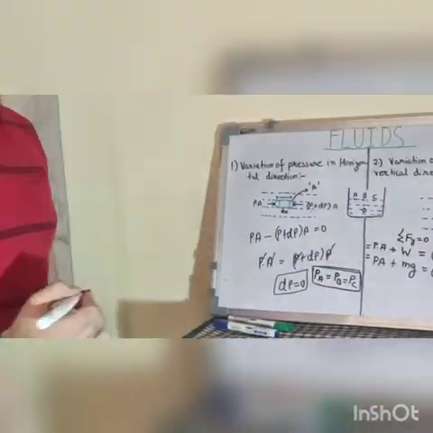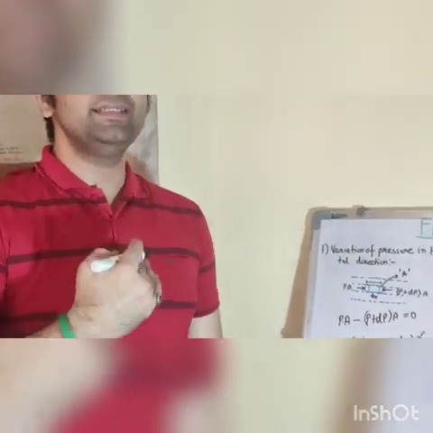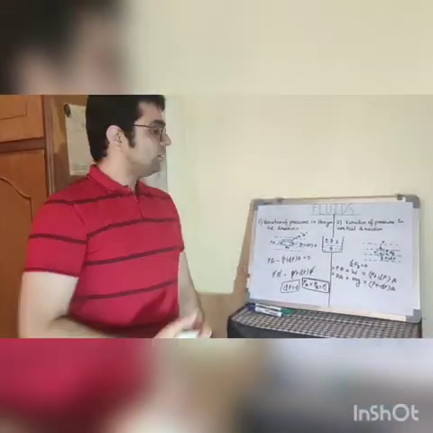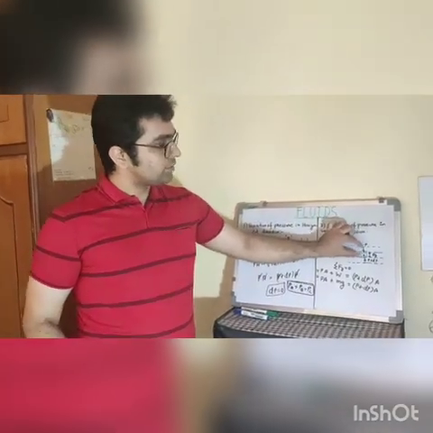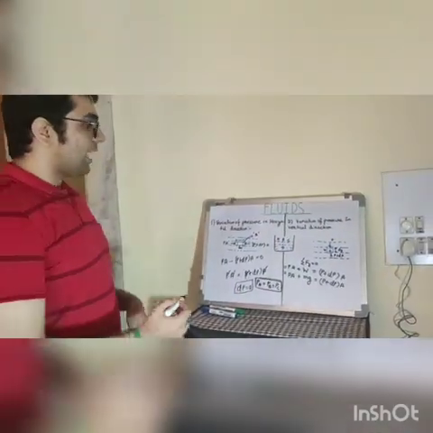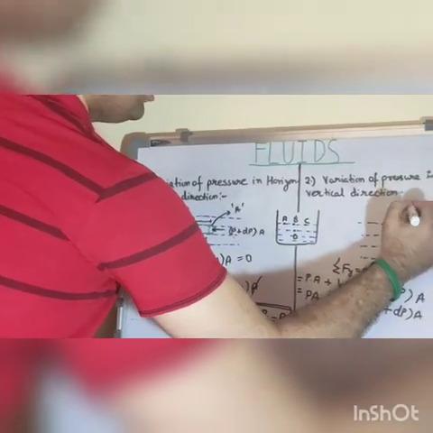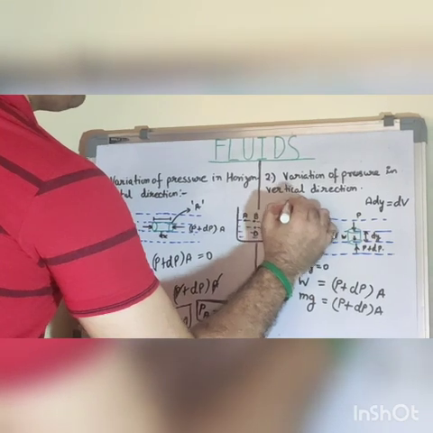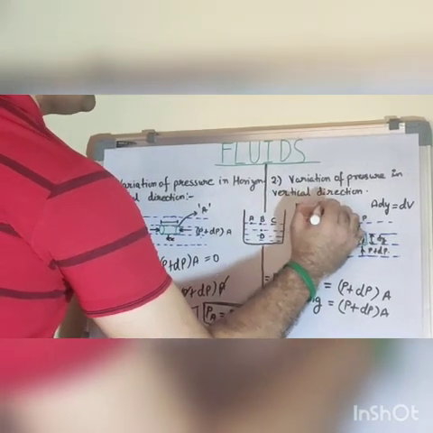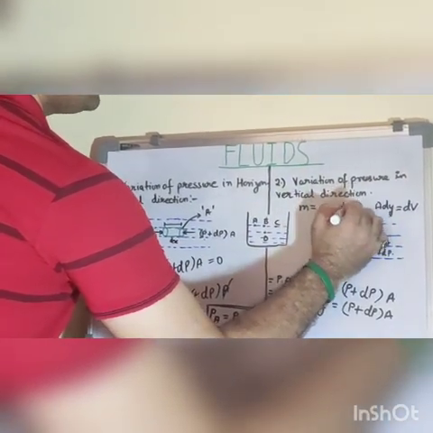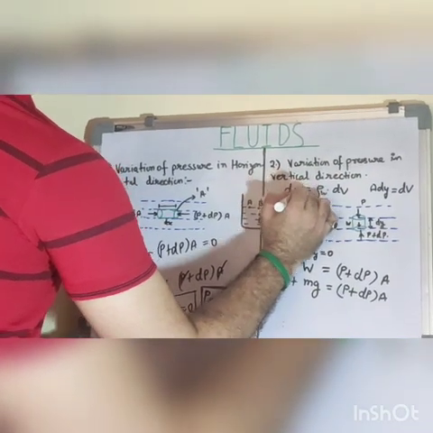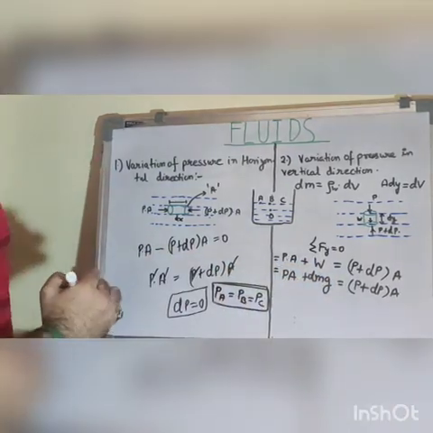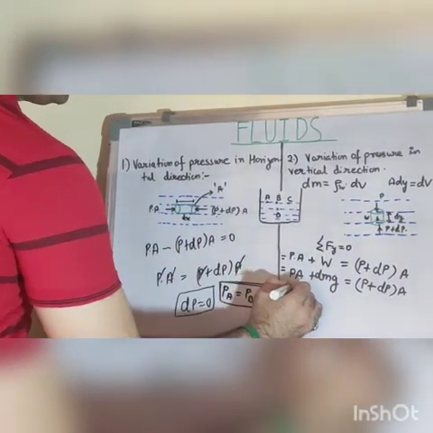Now mass is defined as density into volume, and volume is defined as area into length. So we have considered the elemental length is dy, so we will multiply A into dy. A into dy, you will get dV, and mass is equal to density of water into dV. This is small mass, dm. I have to write small mass here, that is dm. Okay, so now we are going to solve this equation.